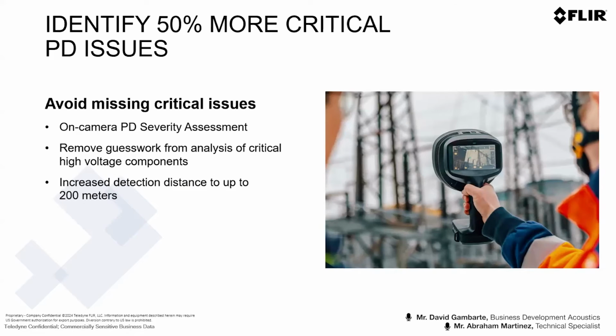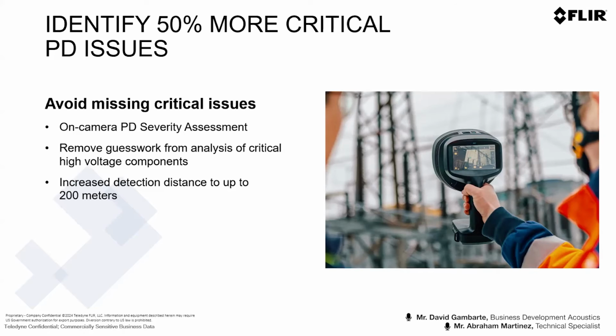Identify 50% more critical PD issues. So we are talking about a camera that has improved a lot its capability to find partial discharges. We find smaller phenomena, and you will be able to cover most of the partial discharges that might represent an issue or something to monitor in your premises.